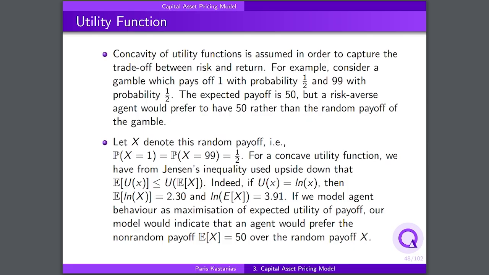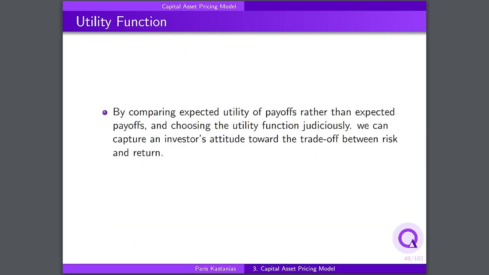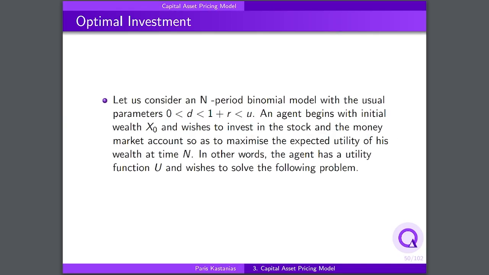We model agent behavior as maximization of expected utility of the payoff. The model would indicate that an agent would prefer the non-random payoff, the expected value of x equals 50, over the random payoff x. By comparing expected utility of payoffs rather than expected payoffs, and choosing the utility function judiciously, we can capture an investor's attitude towards the trade-off between risk and return.